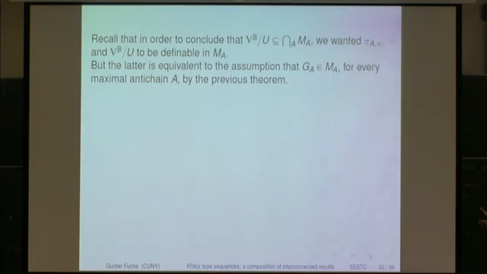And vice versa, if we have this desired inclusion and pi_A,infinity is in there, then we can calculate what the pullback of G is. So G_A has to be in M_A.